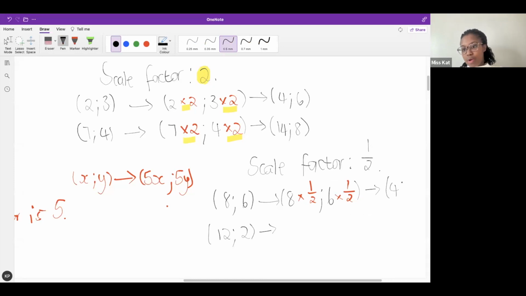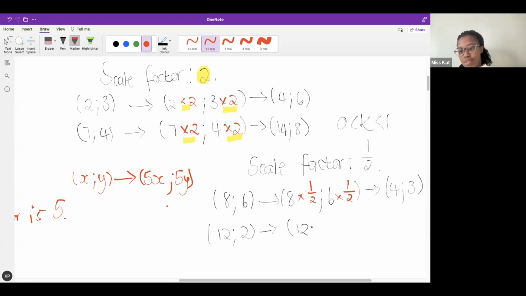4 and 3. So do you see what I meant, guys? When your scale factor is between 0 and 1, do you agree that a half is between 0 and 1? So K is between 0 and 1. So it's a fraction. Then it is a reduction. But if your scale factor is greater than 1, then it is an enlargement. Are we with me, guys? Do we get what we mean?